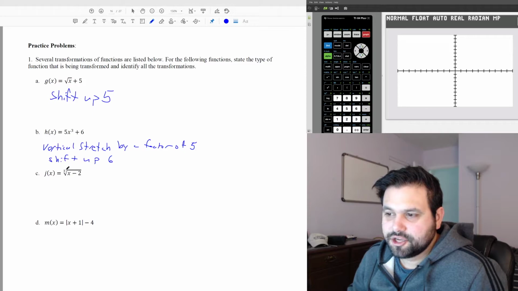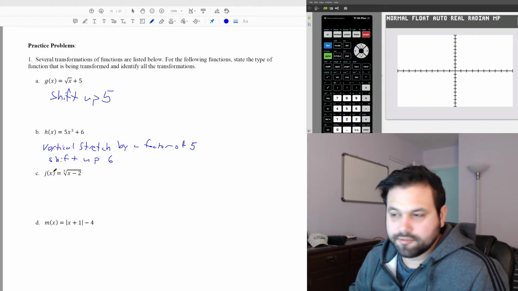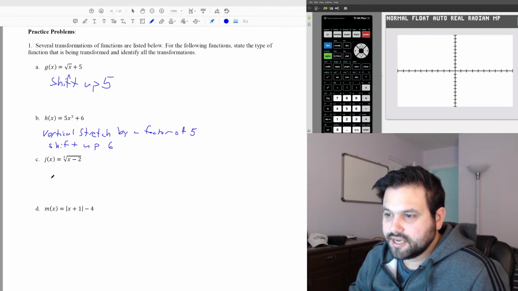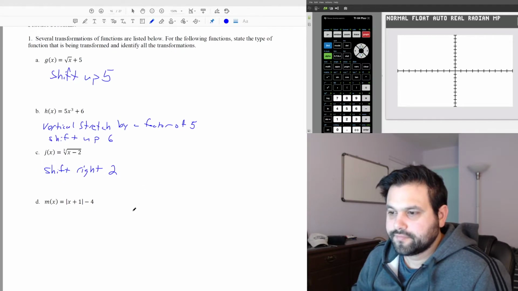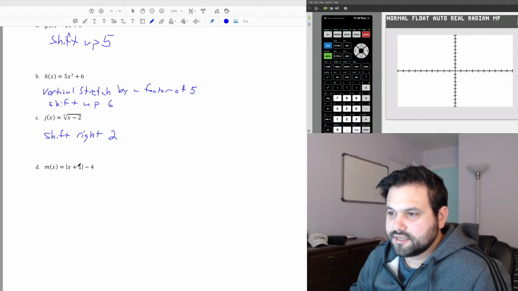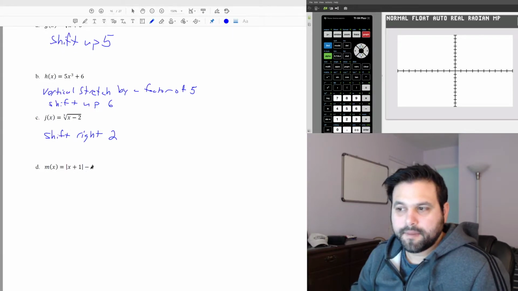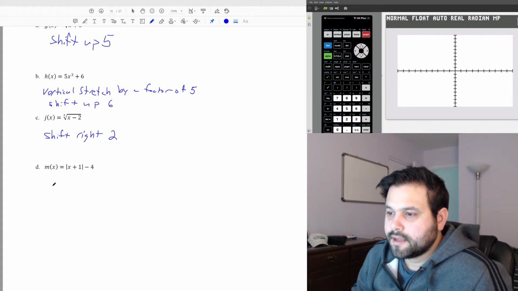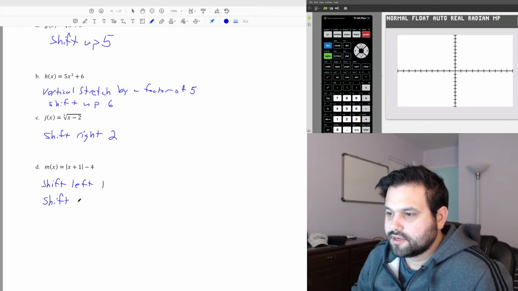Here is the cube root function, and we see that there's a -2 on the inside of that cube root function, and so that's going to be a shift to the right 2 units. And the next one, we see a +1 on the inside, a -4 on the outside of the absolute value, and so we have a shift to the left 1 unit and a shift down 4 units.